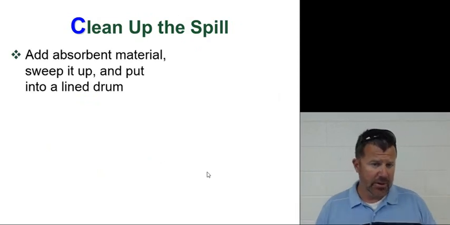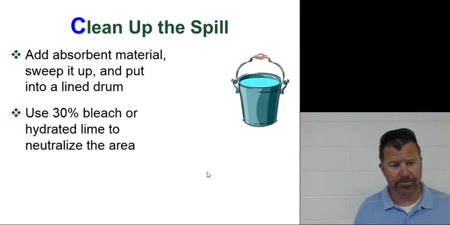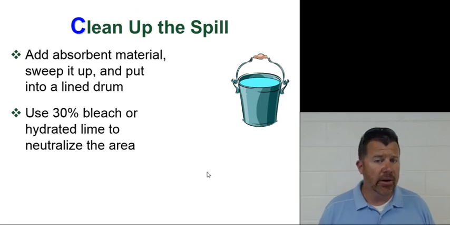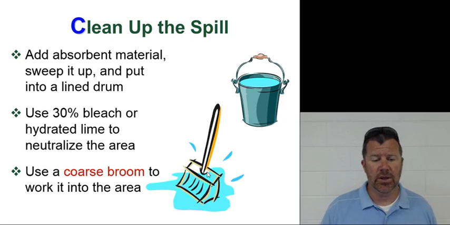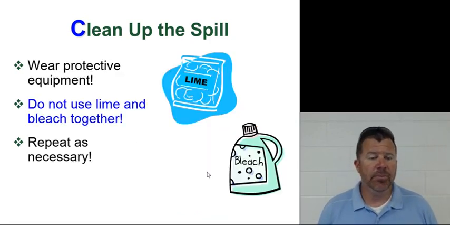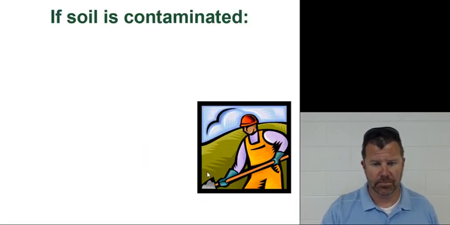When cleaning up the spill, add absorbent material, sweep it up, and put it into a lined drum. Use 30% bleach or hydrated lime to neutralize the area. And then use a coarse broom to work it into the area. Always wear your PPE. Do not use lime and bleach together. And then repeat as necessary.